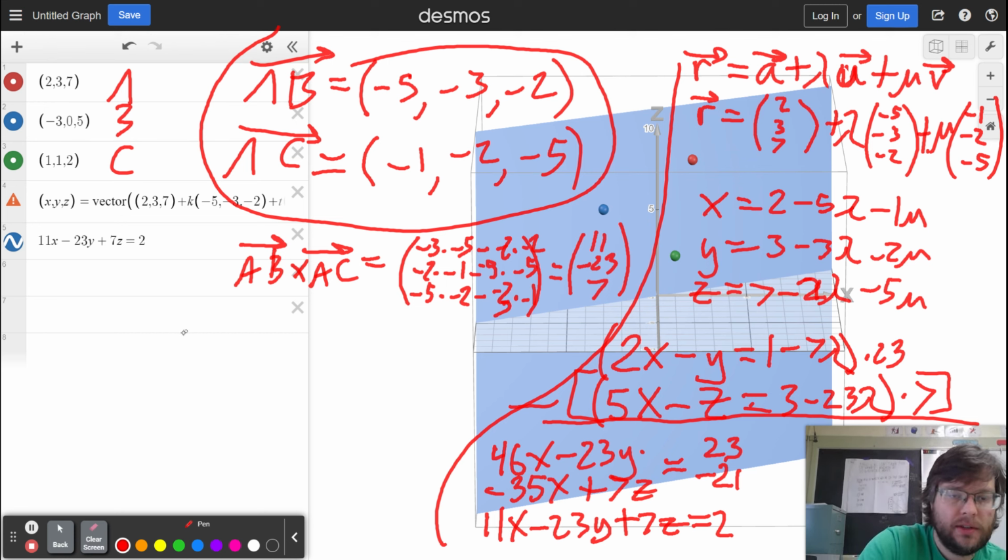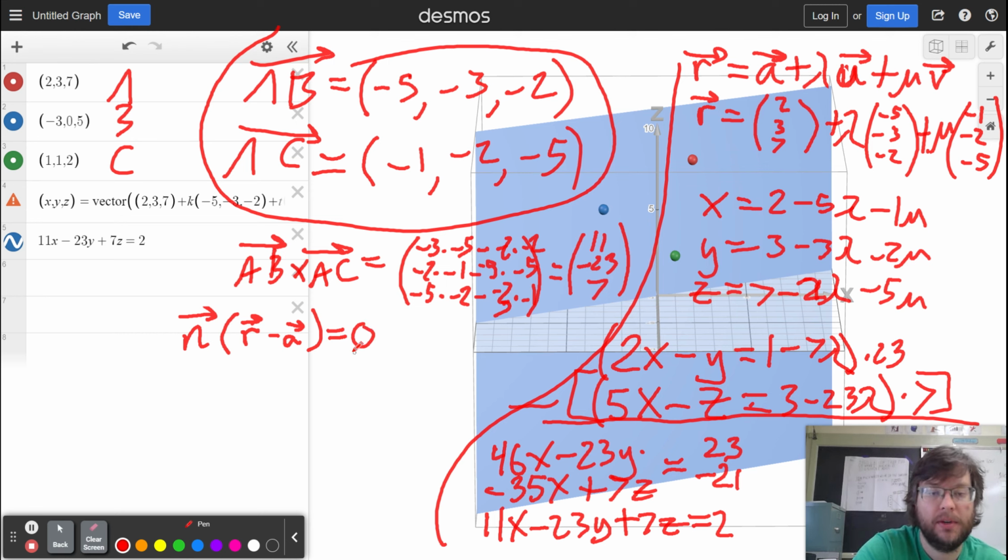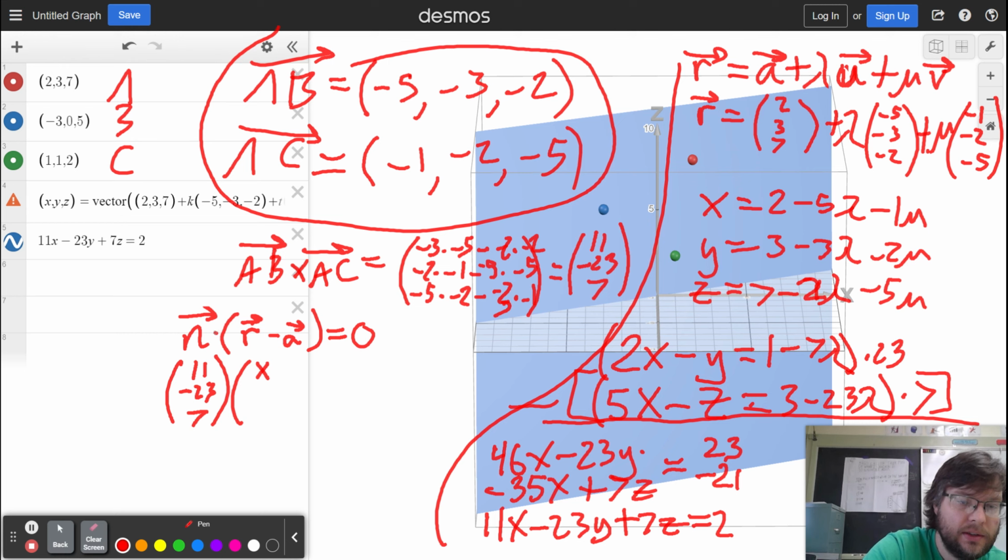We know also that the normal vector, you get a normal vector when you do the cross product. And we know that the normal vector multiplied by a vector in the plane minus a point in the plane has to equal 0, because the normal vector is perpendicular to all vectors in the plane. So I should be able to do 11, negative 23, 7, dotted with x, y, z, minus my point A, minus 2, minus 3, minus 7, to equal 0.